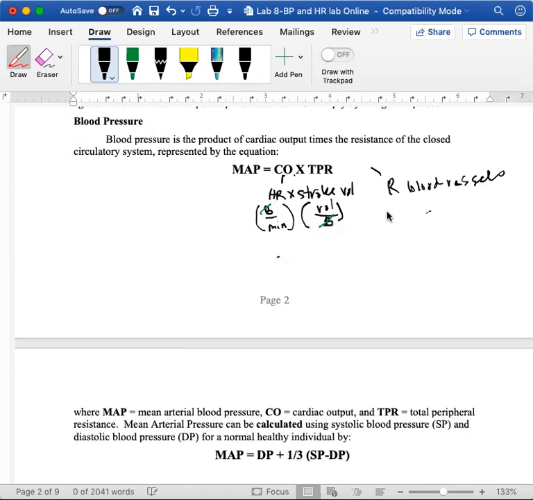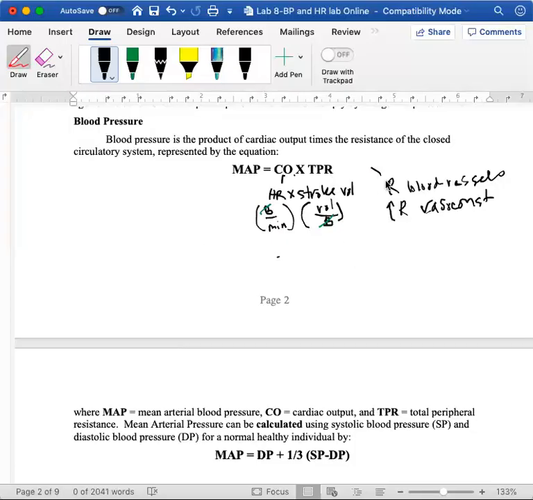So if we want to increase resistance because we want MAP to go up, you're going to do what? So how do we increase resistance? We are going to vasoconstrict those blood vessels, right? So when we make the diameter smaller, we have the same volume of blood, resistance is going to go up. And so blood pressure is going to go up systemically.